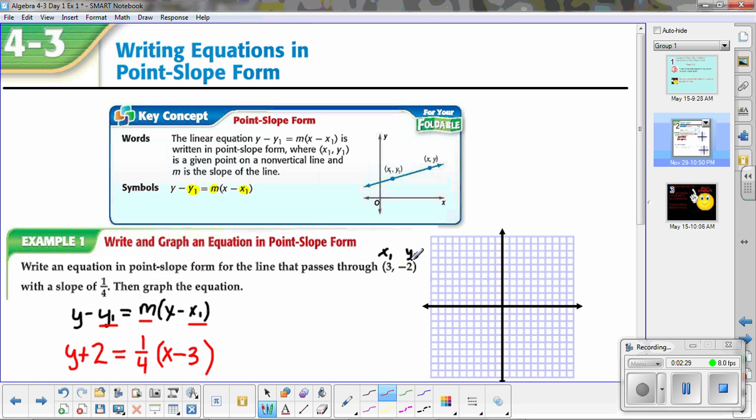Now to graph it, we go ahead and just plot the point that they give us, (3, -2). So we're going to go to the right 3 and down 2. Remember, when you are graphing ordered pairs, it's like walking to the elevator and then choosing to go up or down. Now from that point, we're going to do a slope of 1/4. A slope of 1/4 means we're going to rise 1 and we're going to run 4. So from that point, we're going to rise 1 and run 4.